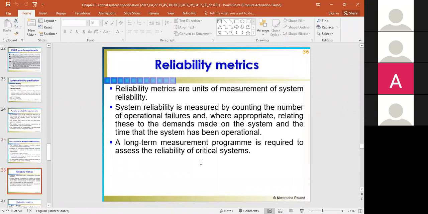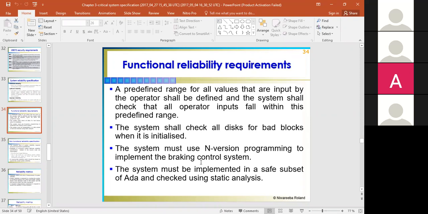Even before we go on, under the functional reliability requirements, I want you to note that there are three types of functional reliability requirements for a system. The functional reliability requirements are further divided, of which we have the checking requirements. These requirements identify checks on inputs to the system to ensure that incorrect or out of range inputs are detected before they are processed by the system.